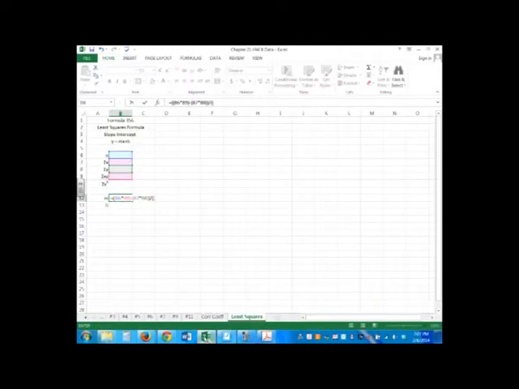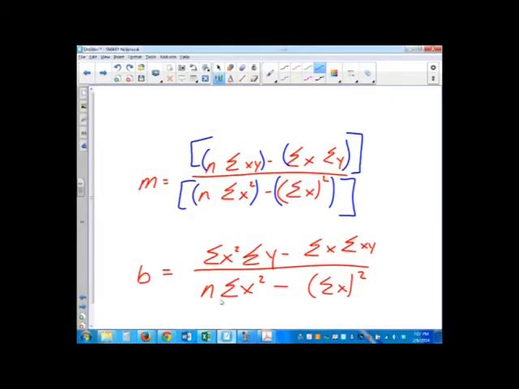come back over here, I've got two parentheses here on the bottom, parenthesis, parenthesis, n times summation of x squared, close parenthesis, minus, and this is summation of x squared, so summation of x times summation of x, close, close. Okay, we don't have any numbers in there, so it's going to do a divide by 0, and that's okay.